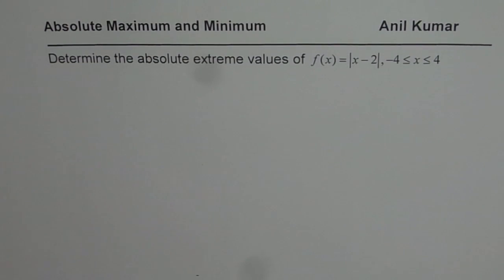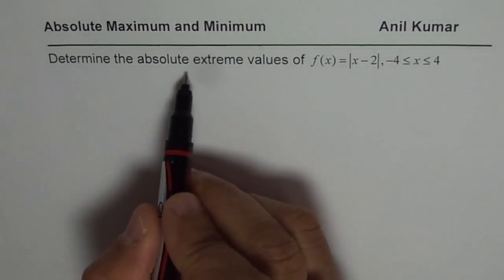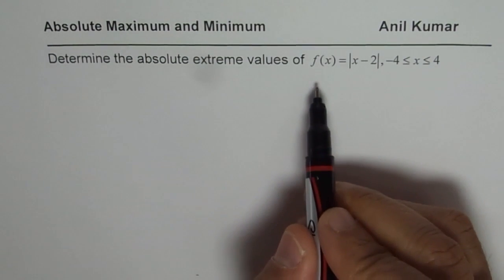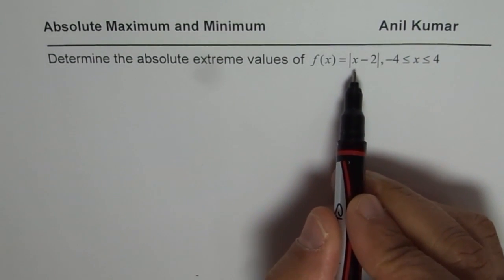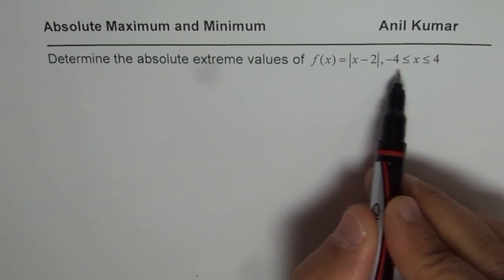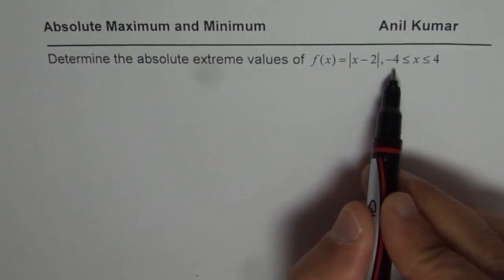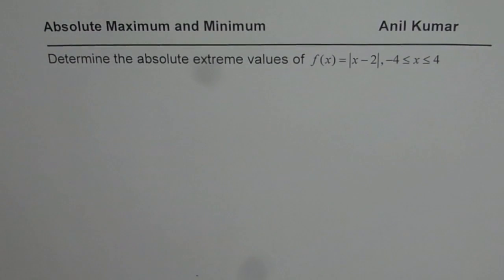I'm Anil Kumar, and we have a question on absolute function. We need to find absolute maximum or minimum for this particular function. So the question here is: determine the absolute extreme values of f of x equals absolute x minus 2, where x is greater than or equal to minus 4 and less than or equal to plus 4. I'd like you to pause the video, answer the question, take it like a test question, right?